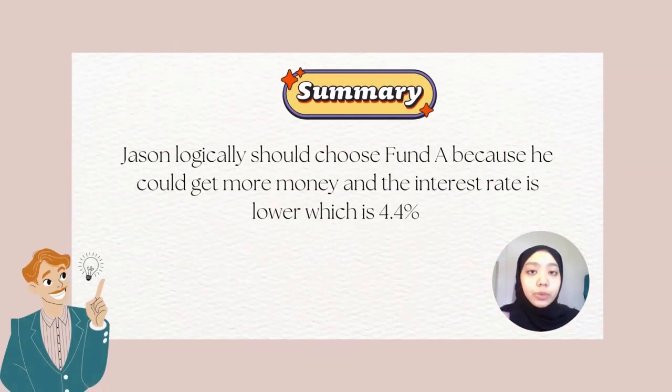So the final question, which is question E, asks which fund Jason should choose. Based on my point of view, Jason logically should choose Fund A because he could get more money, and the interest rate is lower compared to the Bersama Maju one, which is 4.4%.